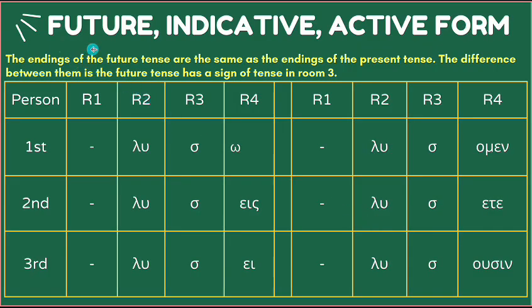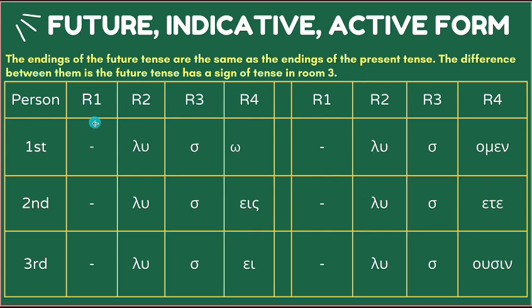Okay, here comes the four-room theory. Future indicative active form. Bear in mind that the endings of the future tense are the same as the endings of the present tense. The difference between the present and the future tense is the presence of the sign of tense in room 3 for the future tense.